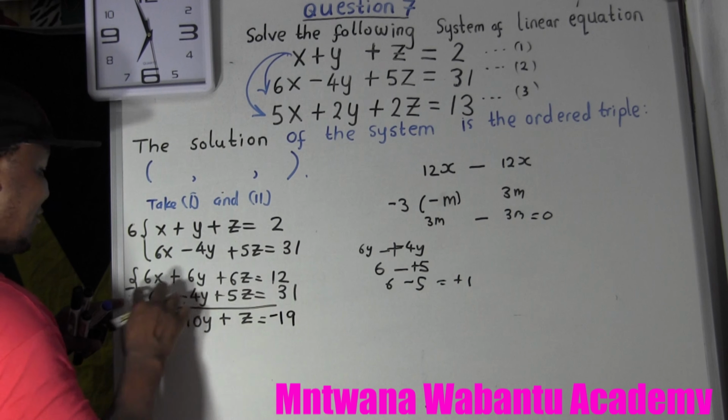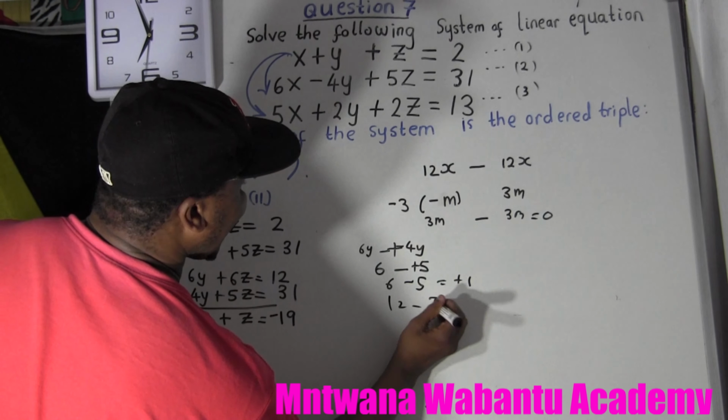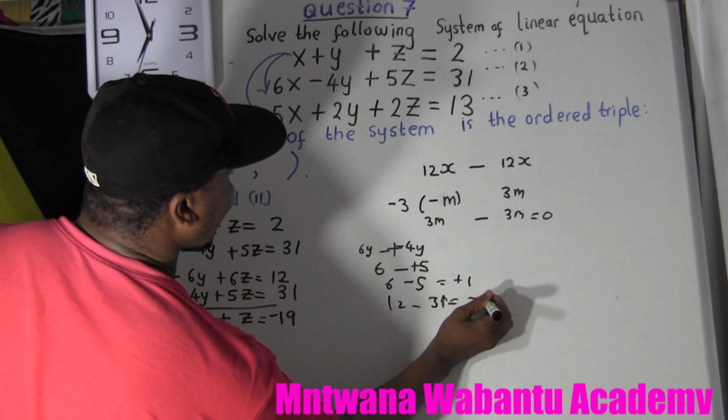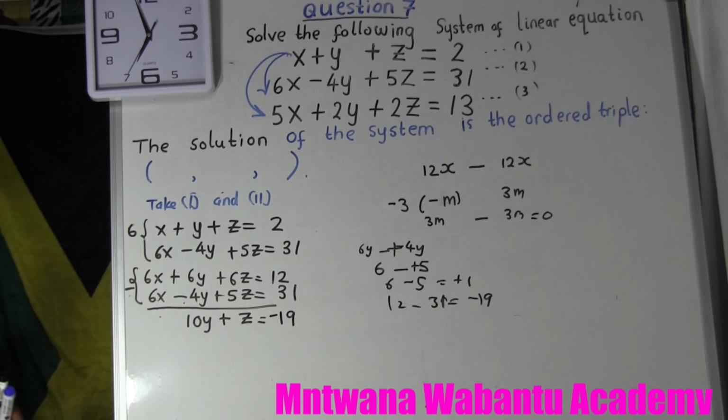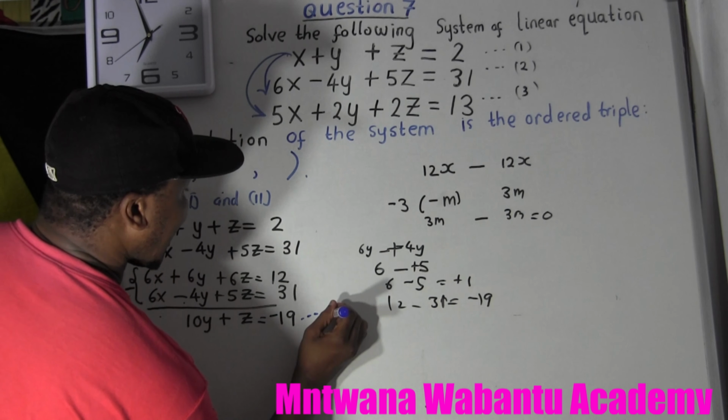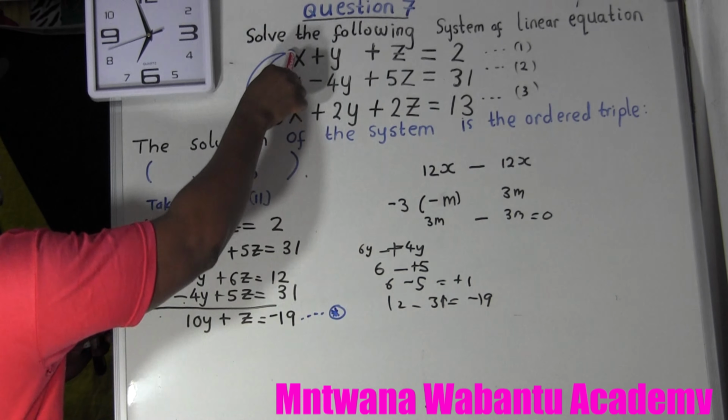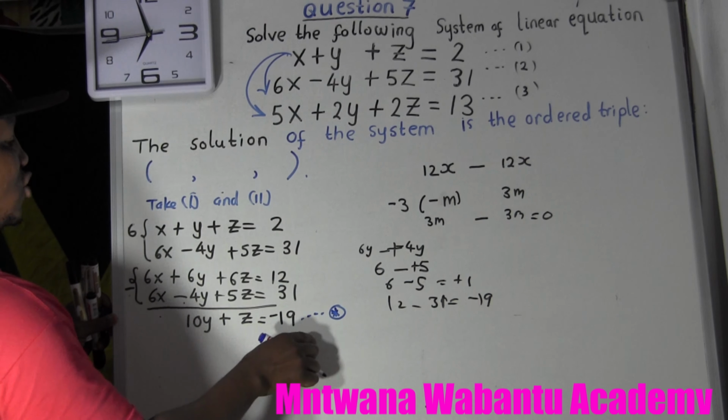But negative, because 12 minus 31 equals minus 19. So now you see, we got a new equation. Let's call it star 1. So these two give us this new equation.